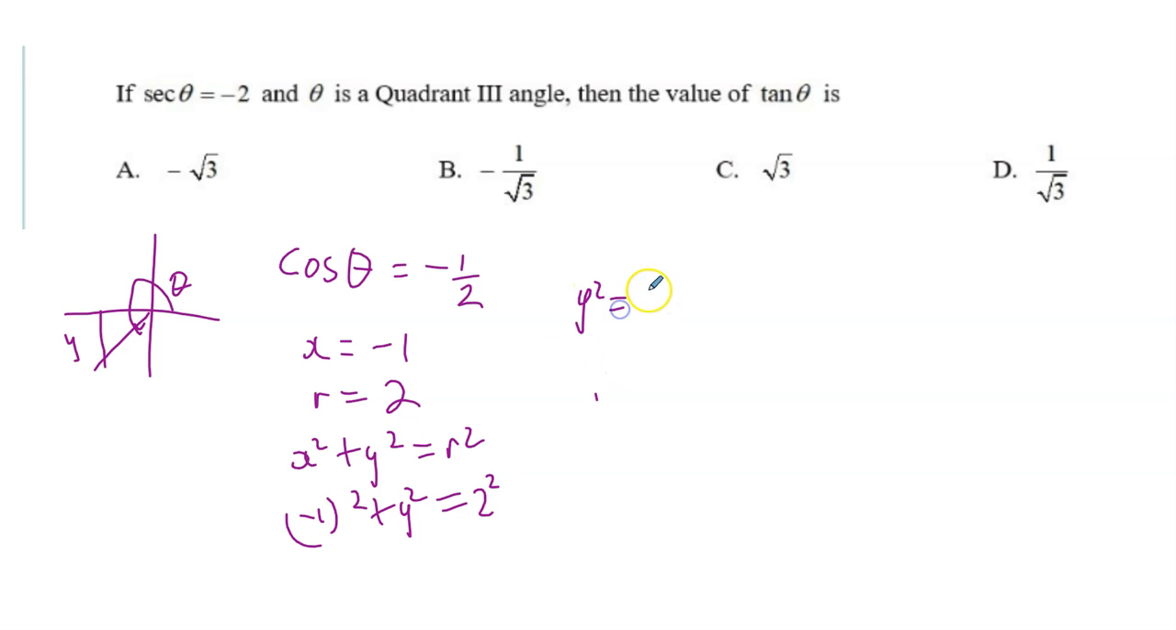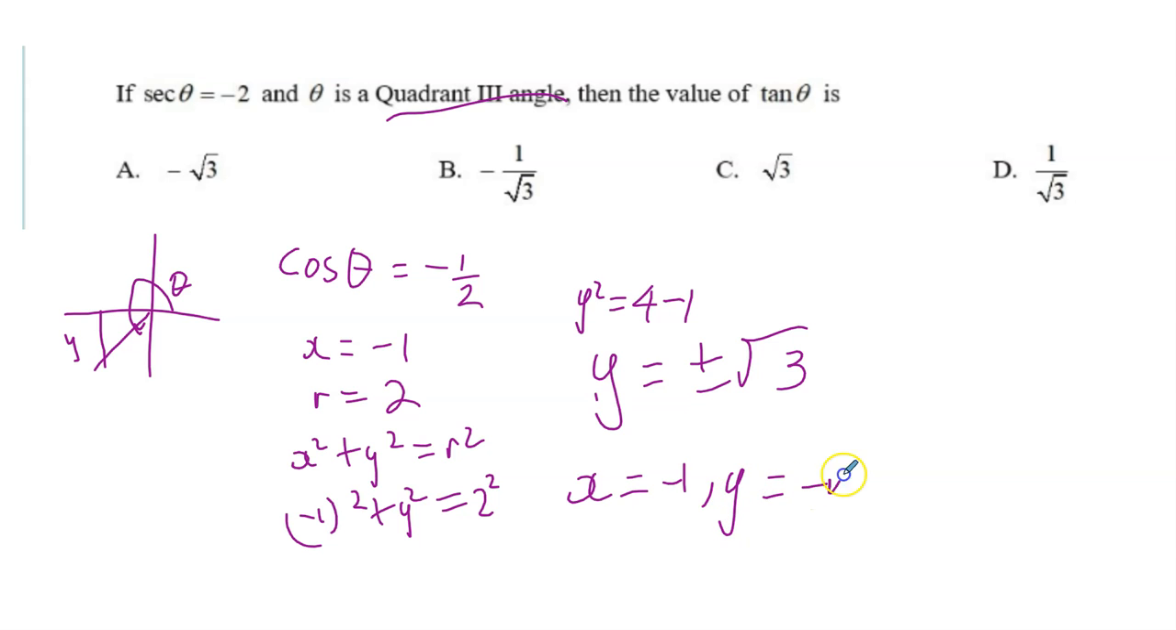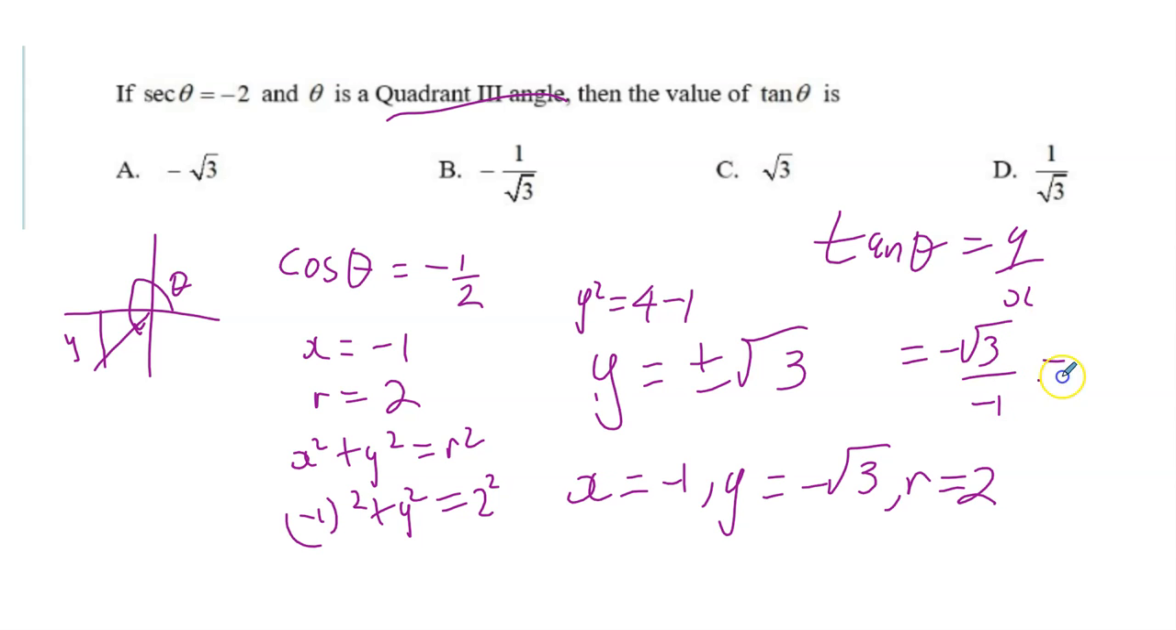y squared is 4 minus 1, that's going to be positive 3. So y is plus or minus root 3. But in quadrant 3, we know x is negative 1, y is negative root 3, and r is 2. Tan theta is defined as y over x, negative root 3 over negative 1, which is positive root 3.